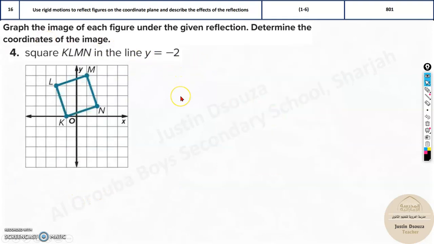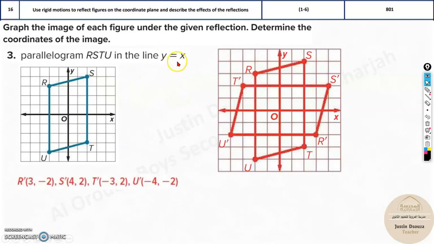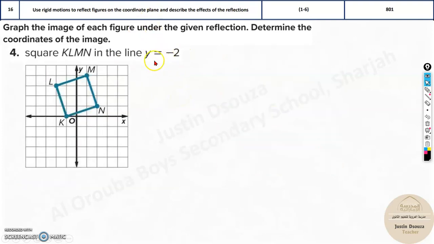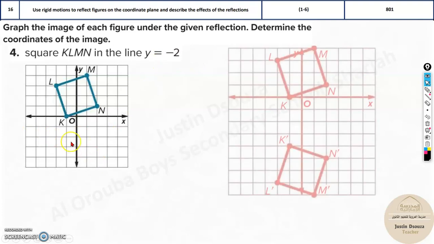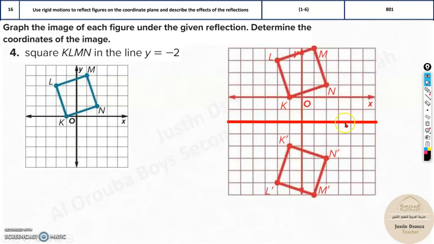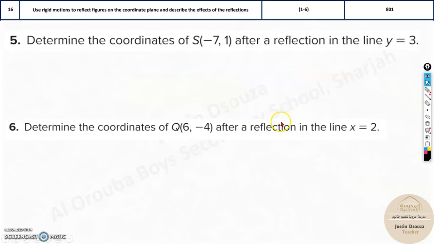Along the line y equals x, so basically y equals x, you're swapping x and y. Here we have done a similar problem like that. Over here, this is the line of reflection. So please do try them by yourselves and then do it.